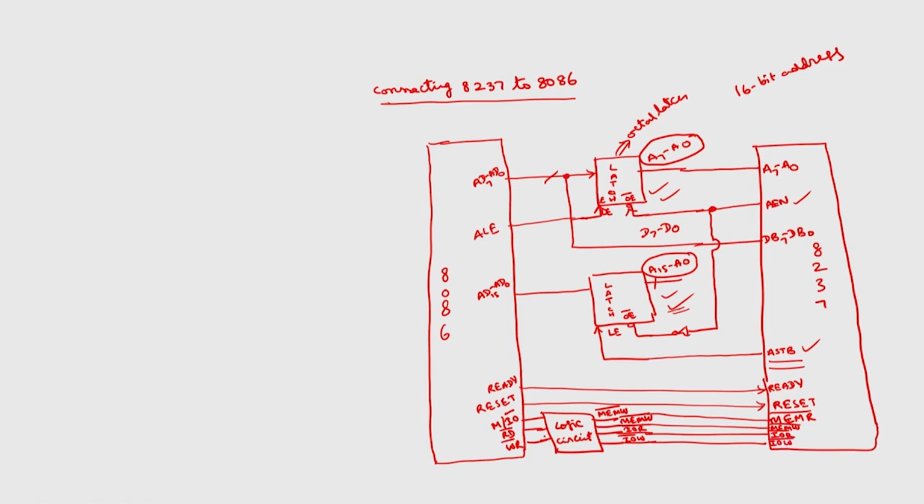This is about the connections between 8237 and 8086. So, these are all the complete details of the DMA controller 8237. Thank you.